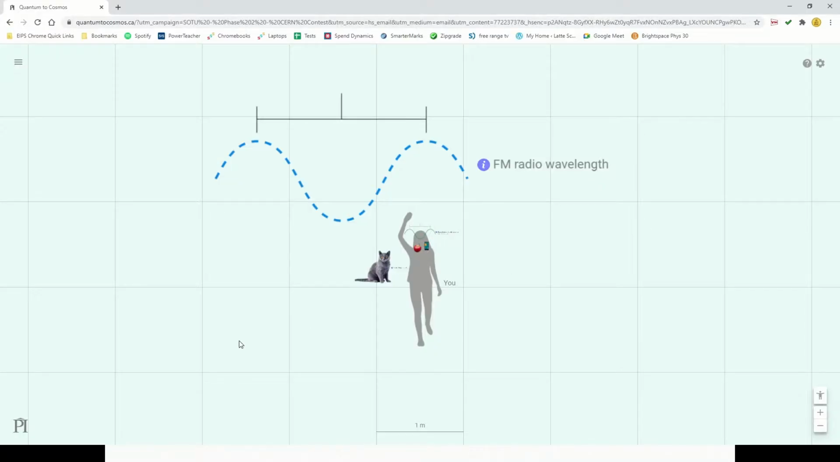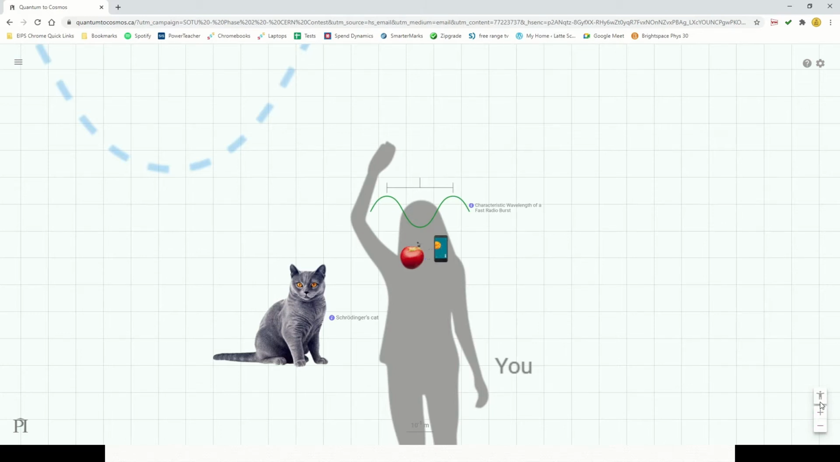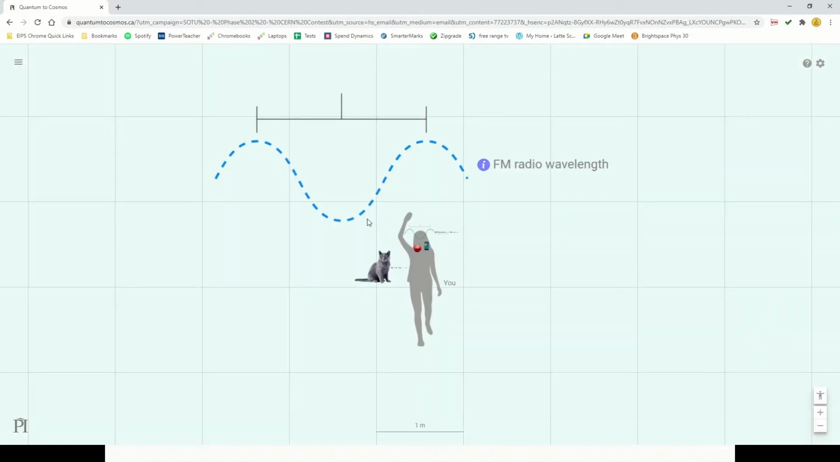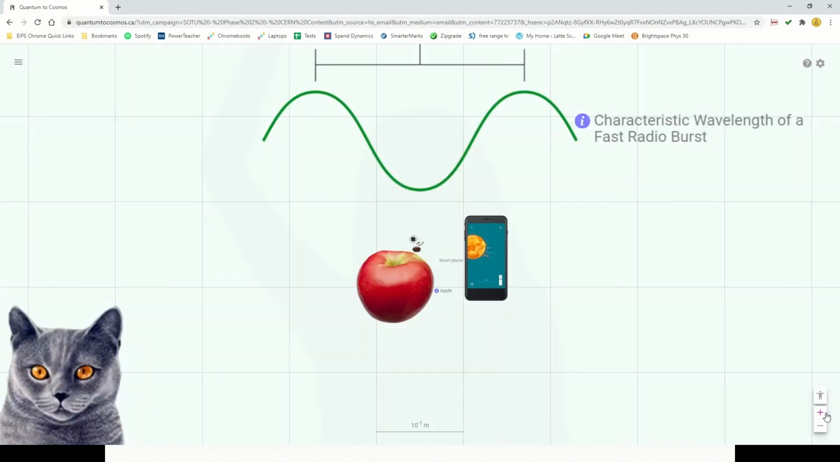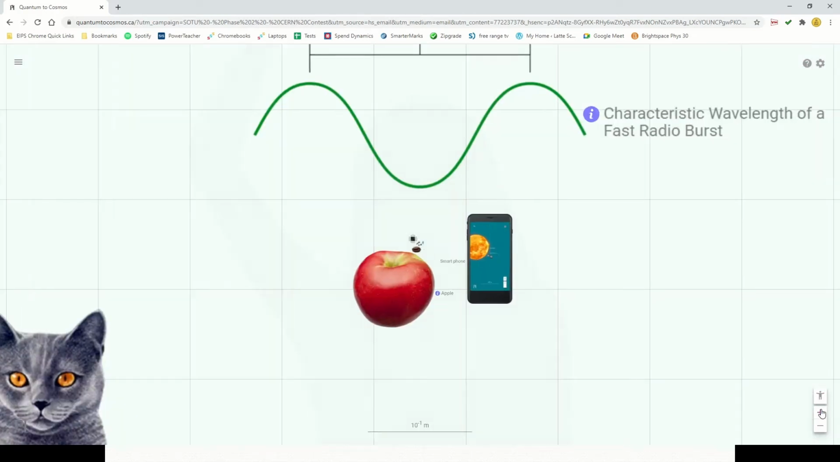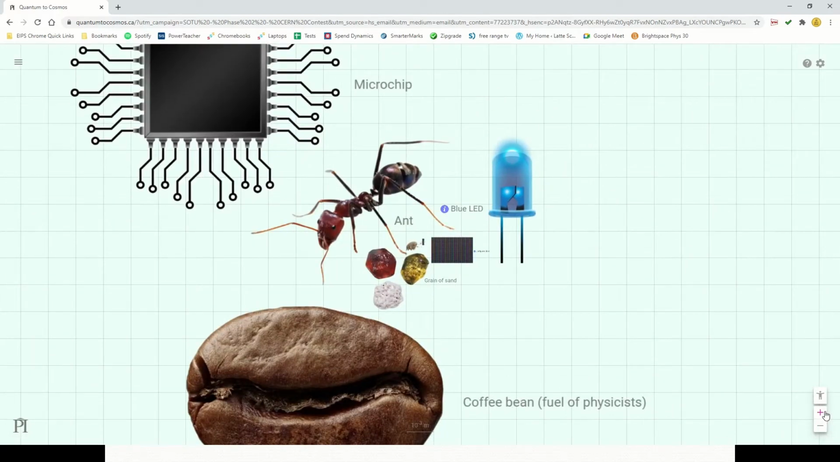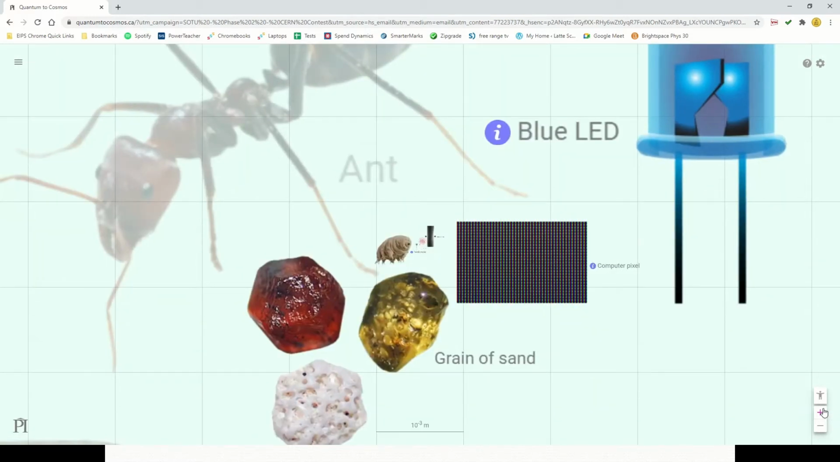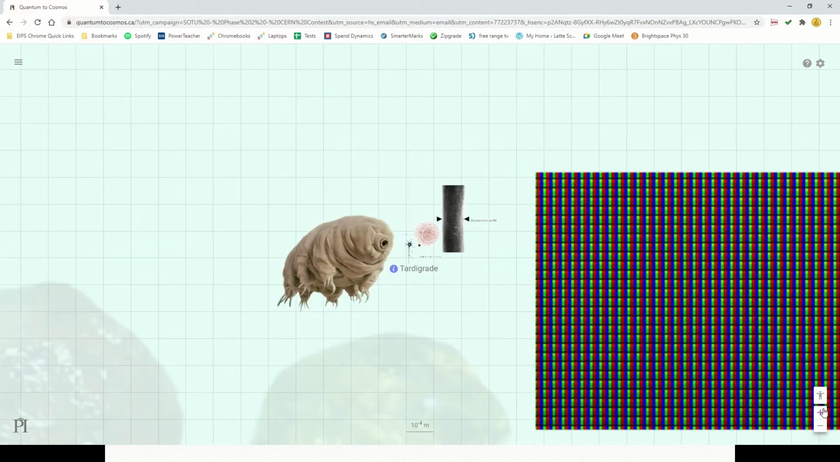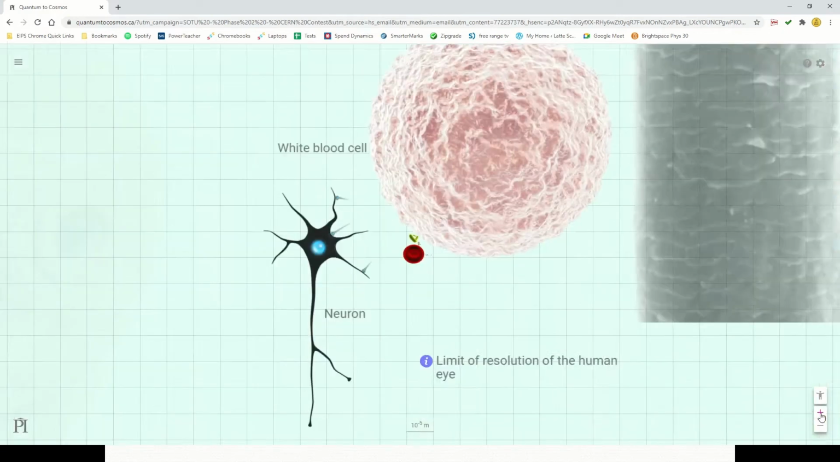So what I can show you is this. This gives us a sort of scale to work with. We're starting out with the size of a person, a cat, right? Things that we're familiar with, and we get smaller. Now we're at an apple, a phone, two apples, a coffee bean, an ant. These are things that we can still see. Blue LED light, microchip, grain of sand. And now we're sort of getting into the world that we can't see. This is a microscopic organism, a tardigrade, then the width of a human hair.